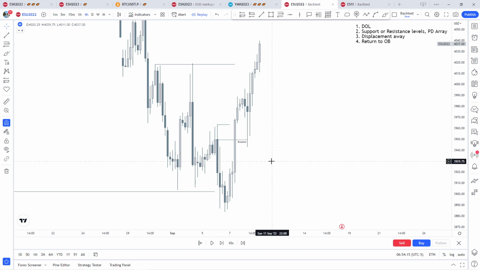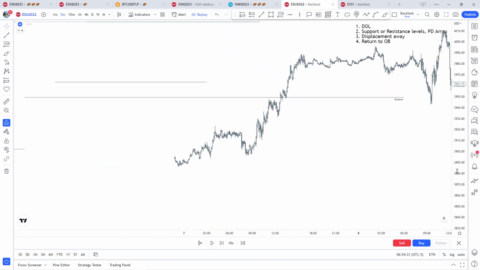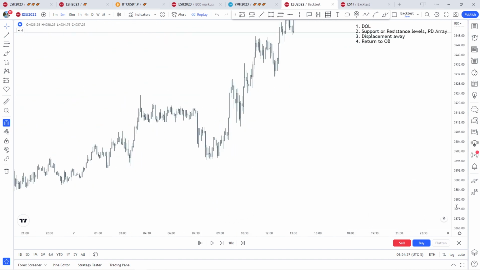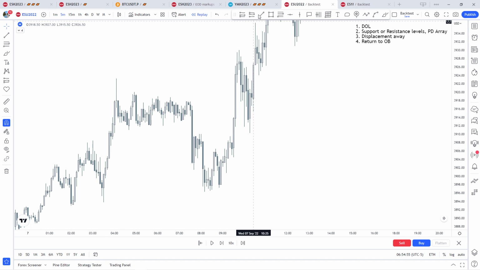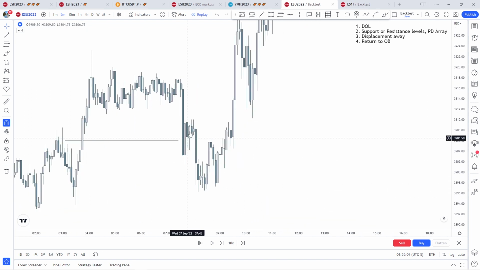Our narrative is that all the PD arrays should hold. Every down closed candle is indeed an order block because we are bullish. Going to hop into the 5 minute chart first, because I want to go over this example. So here we are. We are coming off of this previous order block on the 5 minute chart. Trade into it.